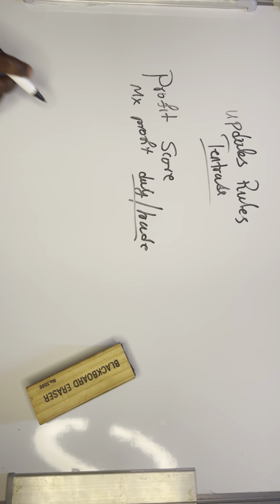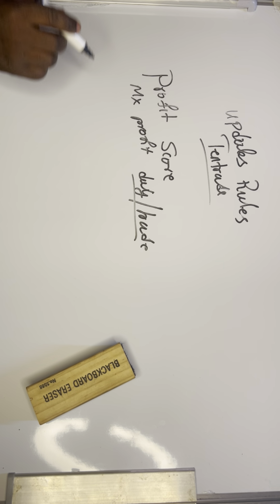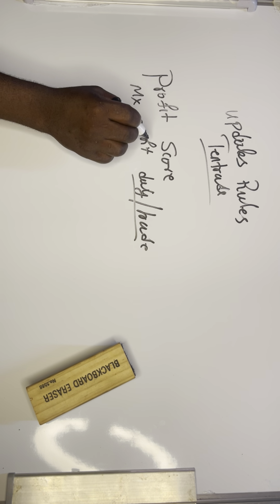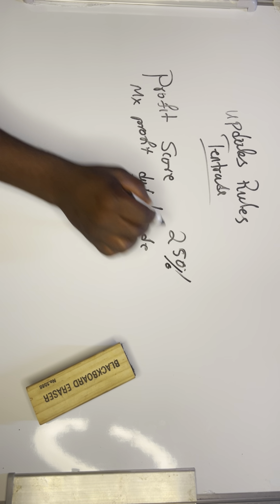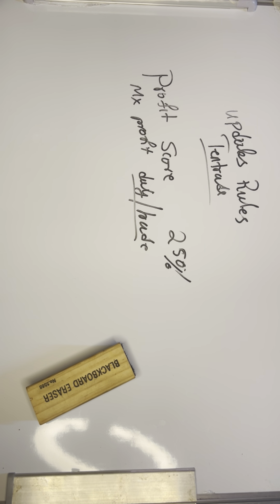So for you not to break this particular rule, you have to know that the profit score is 25%. Which means that you are not supposed to make, in a single day or in a trade, more than 25% of your profit target, or of your profit score.